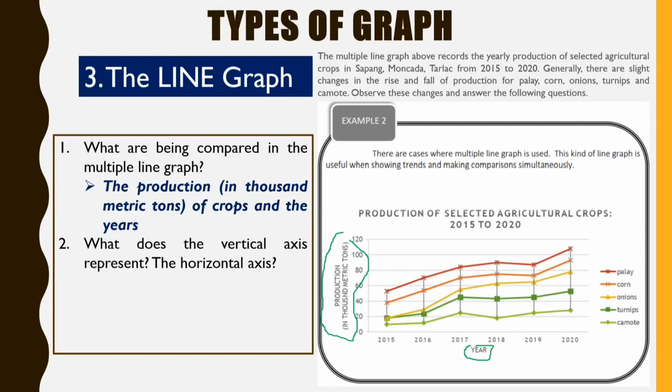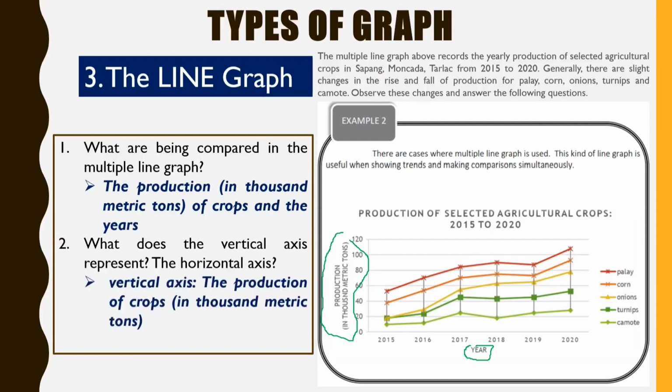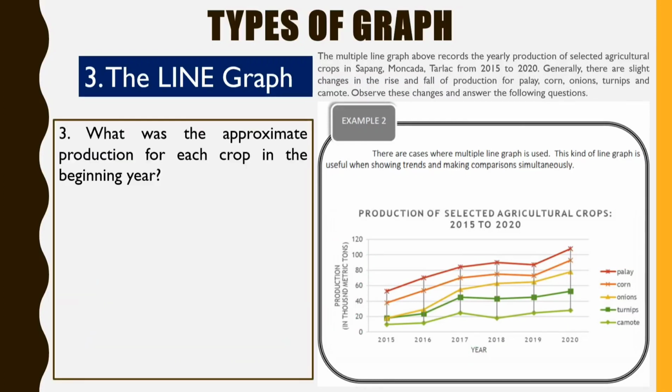Question number 2, what does the vertical axis represent? And the horizontal axis? So same answer to that of number 1. The vertical axis focuses on the production of crops. The horizontal axis is on years. Question number 3, what was the approximate production for each crop in the beginning year? Our beginning year is 2015.